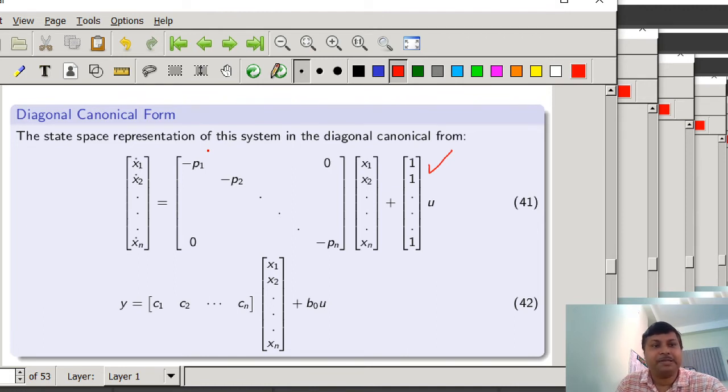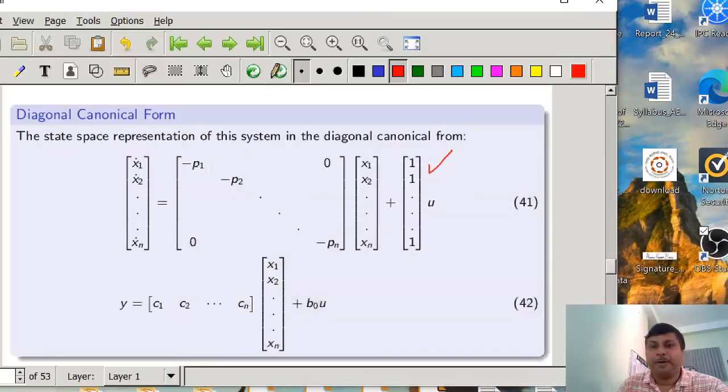So when we discuss the stability in state space, we will recall this diagonal canonical form, and you will find that this form is going to be very helpful to decide about the stability of the system.